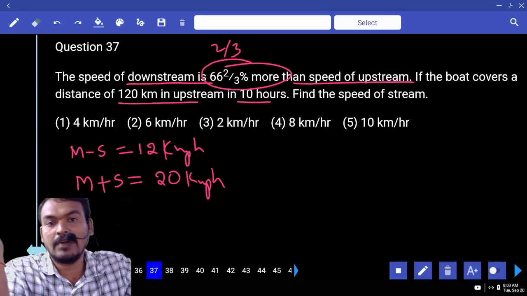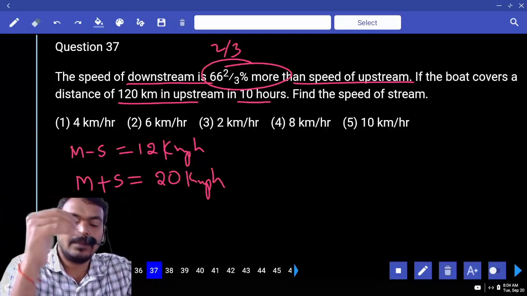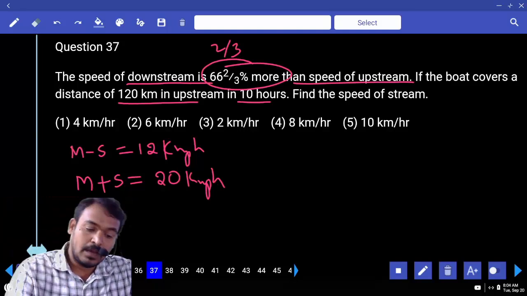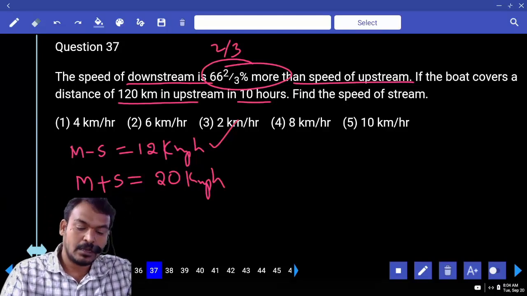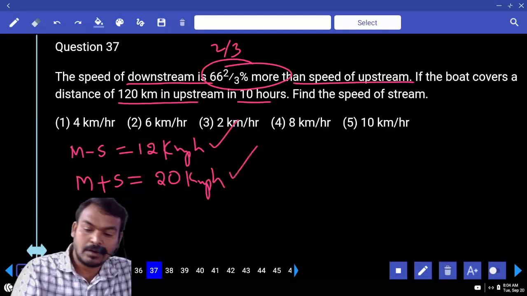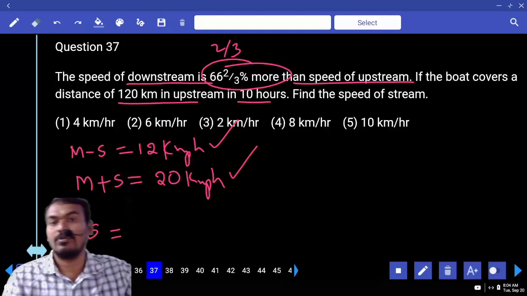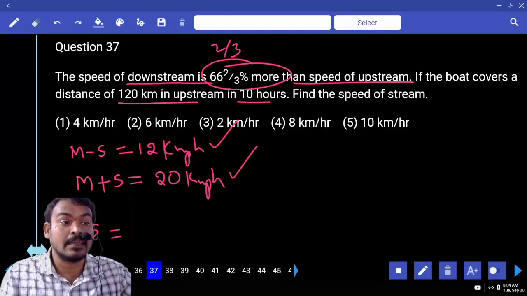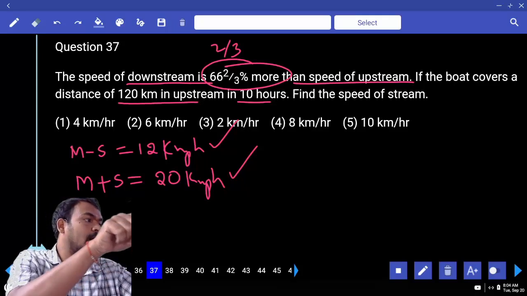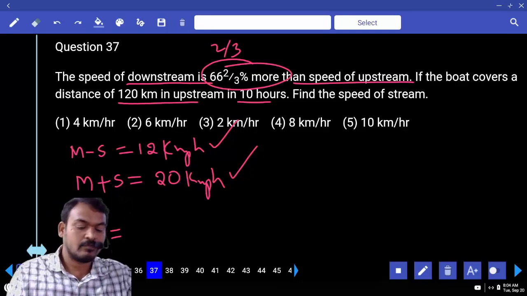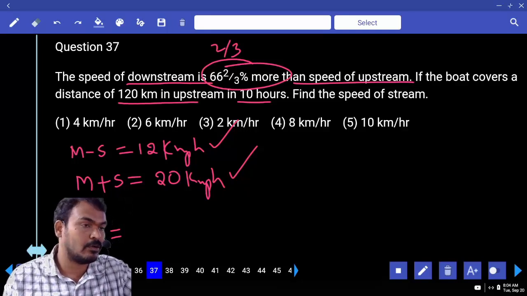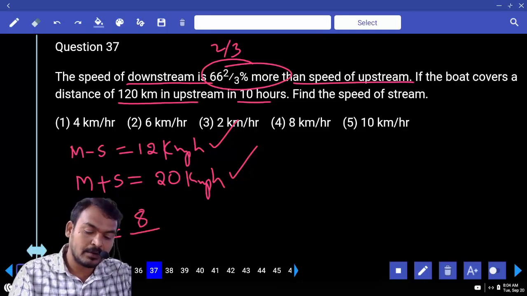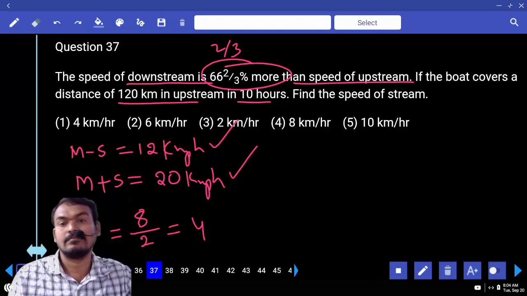What is the 2/3 of 12? 8. 12 plus 8, 20 or not? Upstream speed is 12, downstream speed is 20. But for the required speed of the stream, are both added by 2 or subtracted by 2? Subtracting by 2. The difference between 12 and 20 is 8. By 2 means 4 or not?